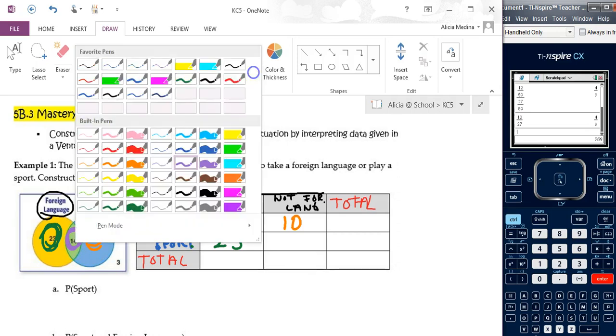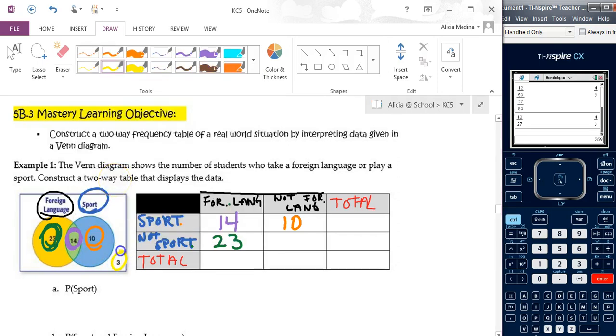Now the last one, we don't pay a lot of attention to it, but it still is included because it's this number that's on the outside. That number 3 is not part of any circle on our Venn diagram. So those are the people that are in neither. They are not in a sport and they are not in a foreign language. So that's going to be the last part of our square there.